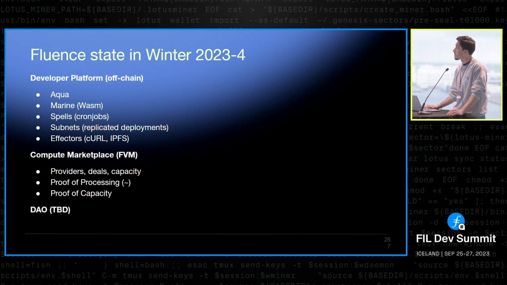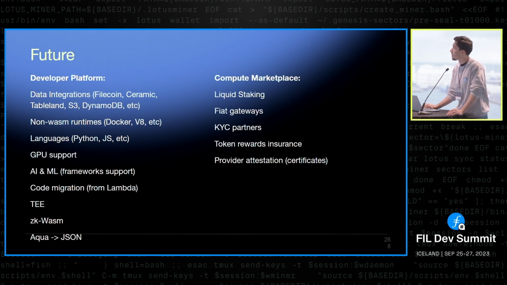Yeah, and this is our intended state of the platform in winter. There's the developer platform and off-chain features. Initially, as effectors, we're only going to have curl and IPFS, not yet Filecoin, not yet all the other stuff. We just have no time at the moment, so we have to delay it a little bit. A compute marketplace on FVM with ZK proofs, that's the goal. There's going to be a DAO, but it's TBD which chain, because there are a lot of questions about bridging tokens. And the future is bright.